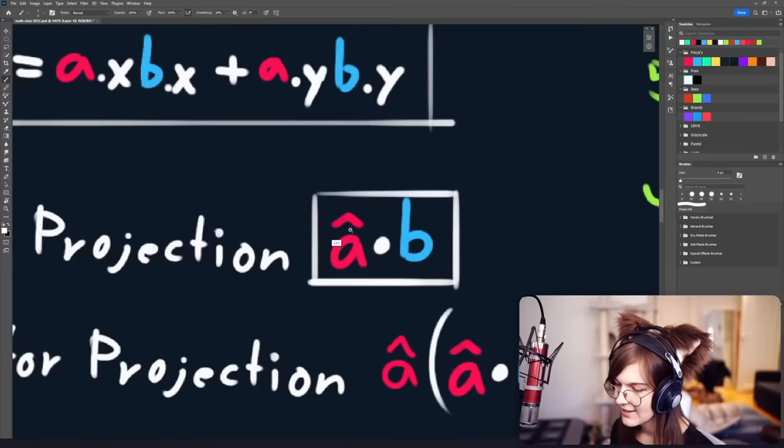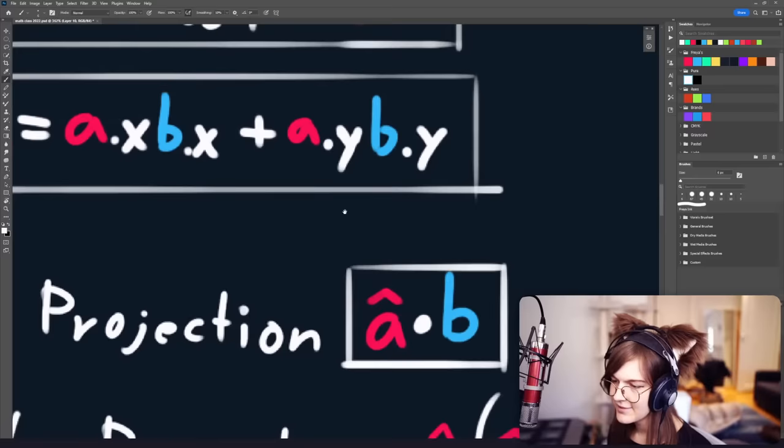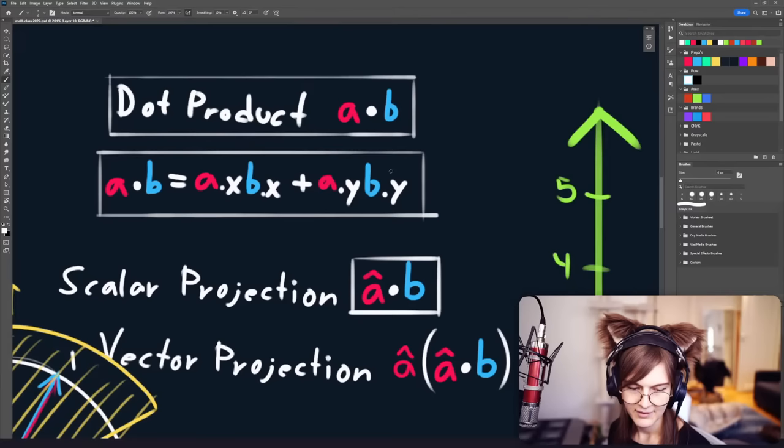Yeah. And so, yes, Carolina got it right. There we go. I don't know how you draw that hat. Or wait, it's that one. Yeah, okay.